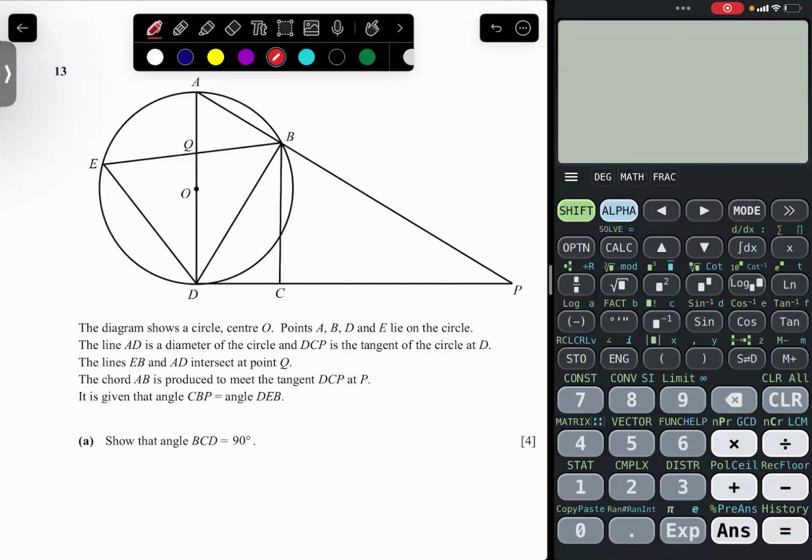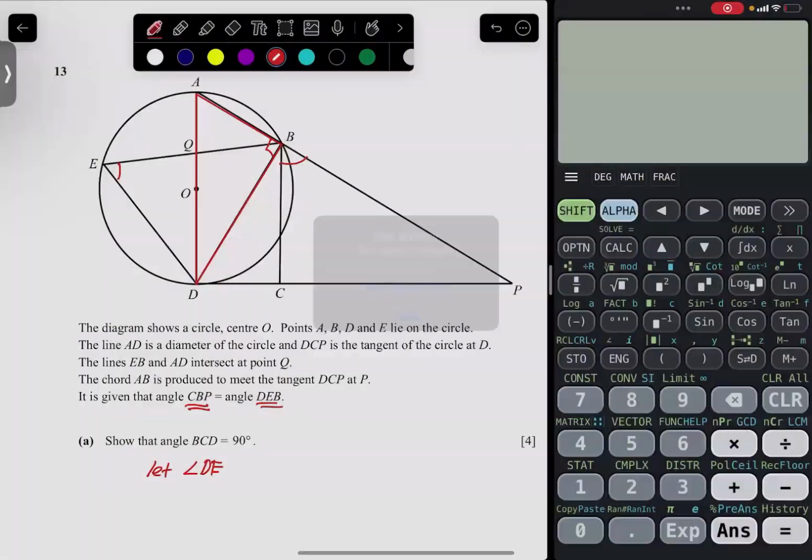So what I'm focusing on right now is looking at AD. AD is traveling towards B. Right. So, angles in a semicircle, angle ABD equals 90 degrees. Now, second information, angle CBP equals angle DEB. DEB is this angle down here. CBP is this angle down here, and they are the same. So then I'm saying let angle DEB equal x.